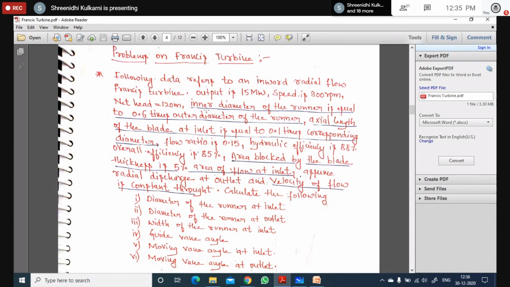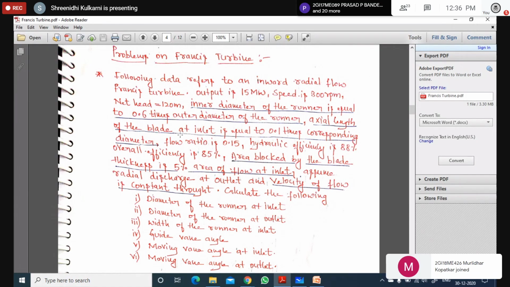Axial length of the blade at inlet is equal to 0.1 times corresponding diameter. So axial length is nothing but the width. One more important data here. They have given the axial length of the blade, and axial length of the blade is nothing but the width. Please remember. Axial length of the blade at inlet is equal to 0.1 times corresponding diameter.